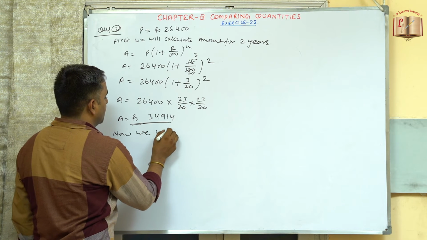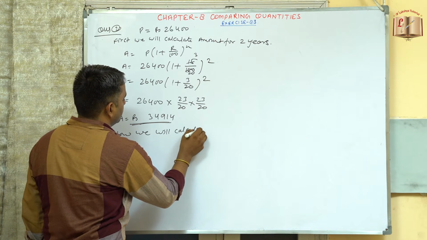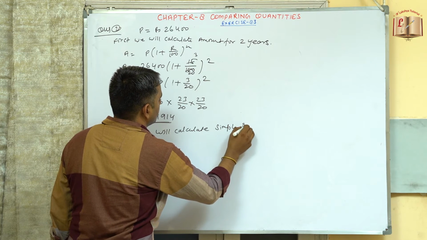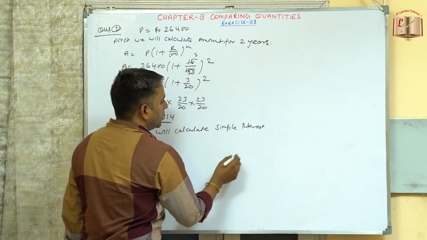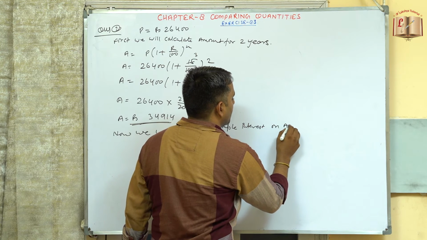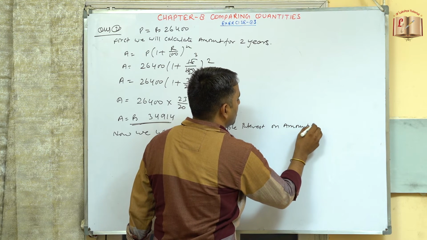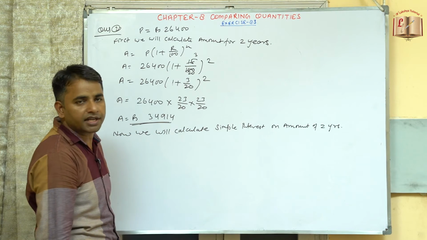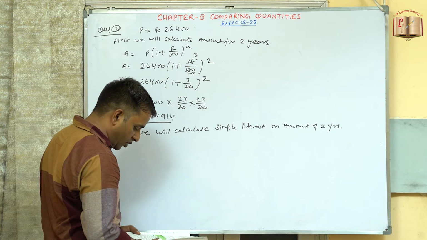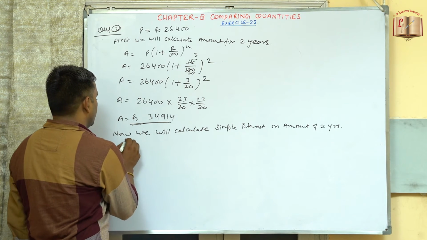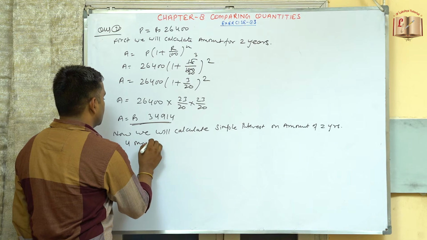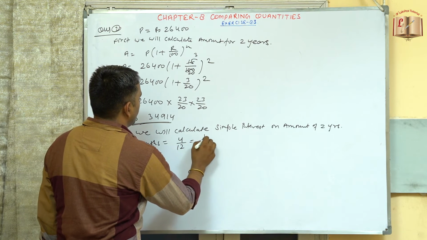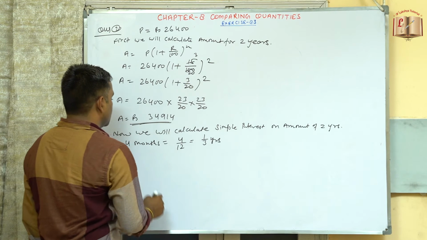Now we will calculate the simple interest on the amount of 2 years. For the amount that came for 2 years, we will now calculate simple interest for the 4 months. So 4 months is equal to 4 by 12, which means 1 by 3 years.